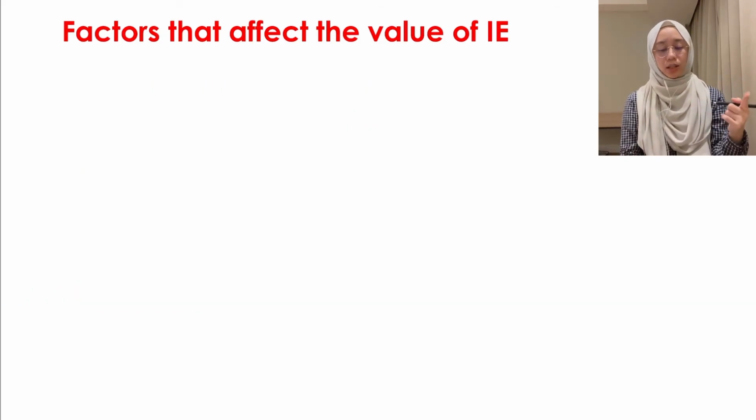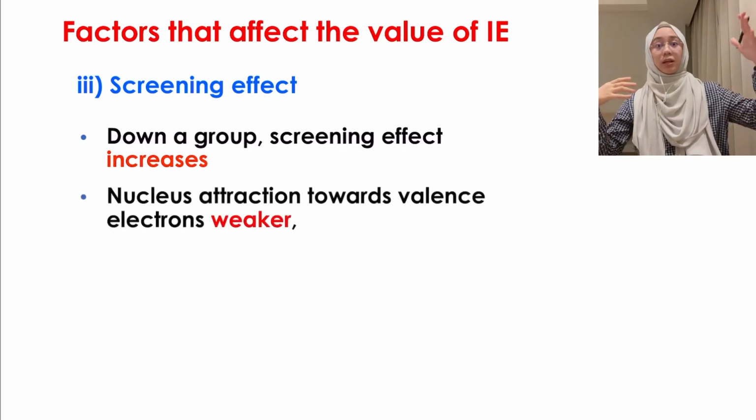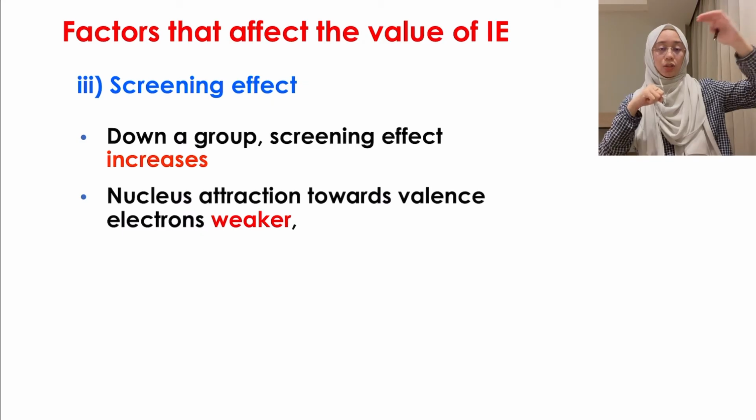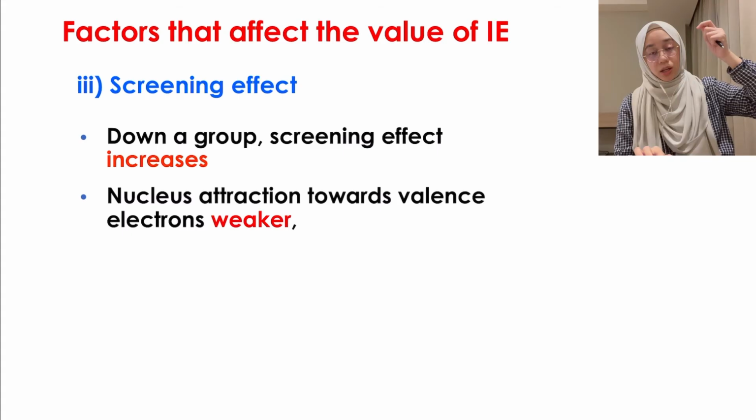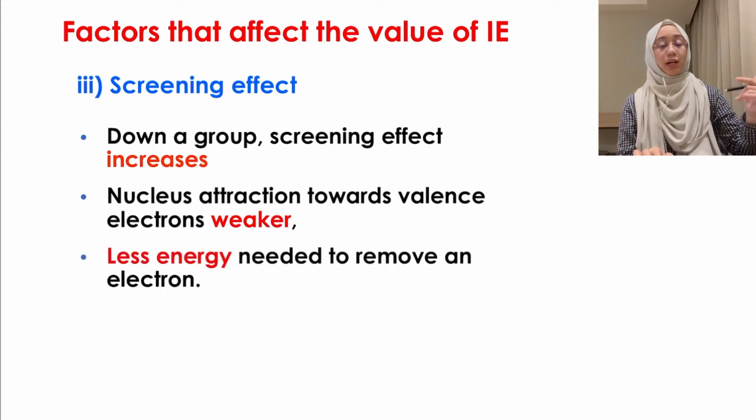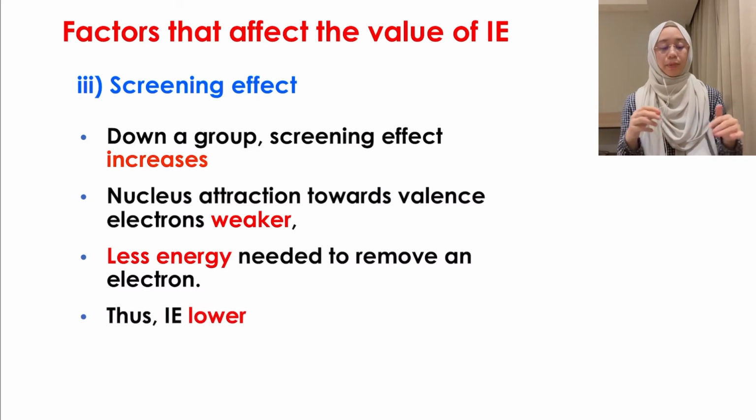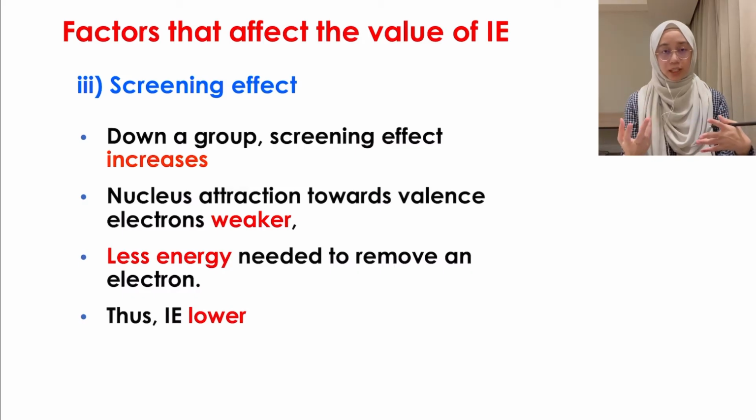And then the next one is kita tengok shielding effect, so ataupun screening effect. So going down the group, the screening effect increases sebab makin banyak shell. Okay, so the nucleus attraction, of course it becomes weaker sebab dah jauh dah. Okay, so bila dah jauh dah, bila dia dah lemah, so in order for you to remove one electron, so less energy is needed. So since less energy is needed, therefore the IE is lower. Okay, so dekat sini lebih kepada we talking about the attraction forces lah. Okay, attraction forces, more energy, less energy, and then baru kita cakap pasal IE.